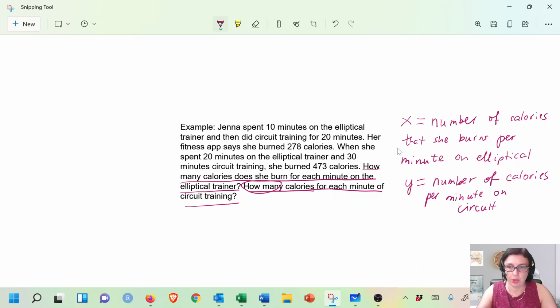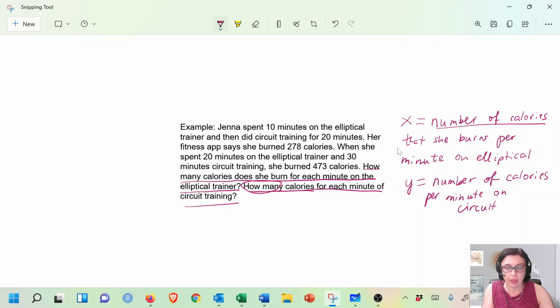So that would usually be multiple choice that you need to pick. Never pick a multiple choice that just says X is elliptical, Y is circuit. What's that mean? Elliptical what? Elliptical is like, is it hard or easy, or what is it that you're trying to find? So what you're trying to find is how many calories she burns. That's what you're trying to find.